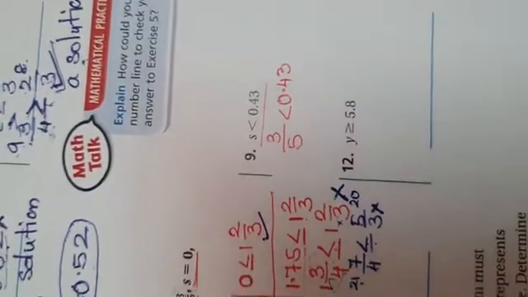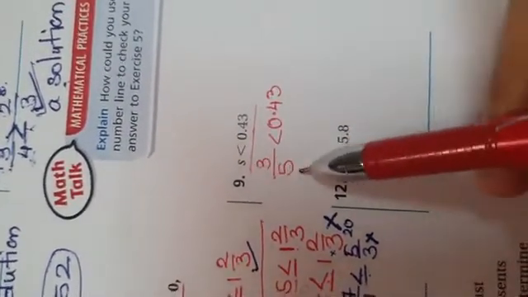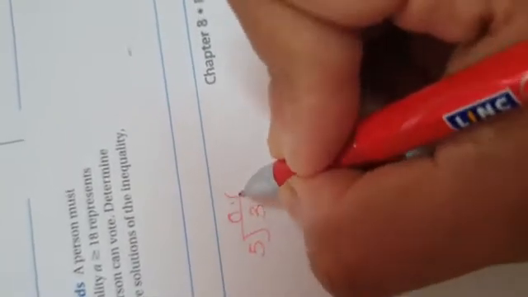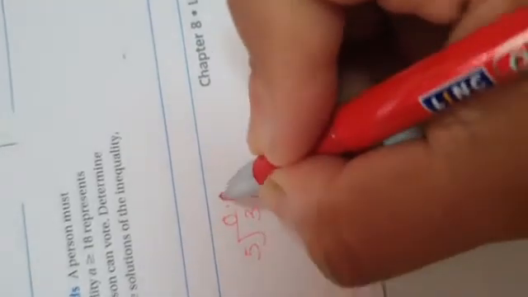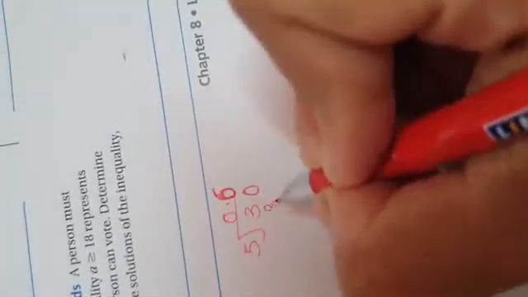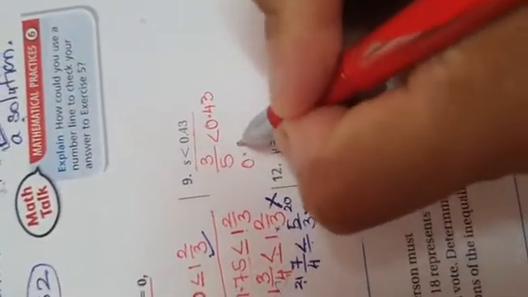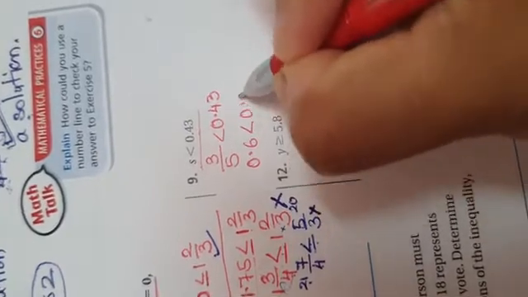Now either both of them have to be decimals or both of them have to be fractions. So let me change this into a decimal. How do you change 3 over 5 into a decimal? Let me do it here. Divide 3 by 5. I just hope you girls remember these steps. Okay, so it's going to be 0.6. So replace: 0.6 is less than 0.43.